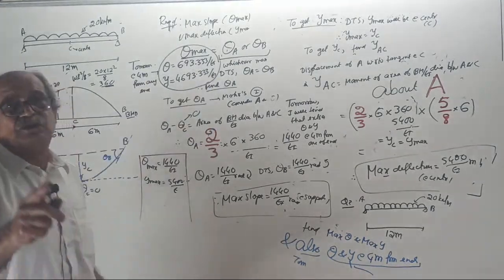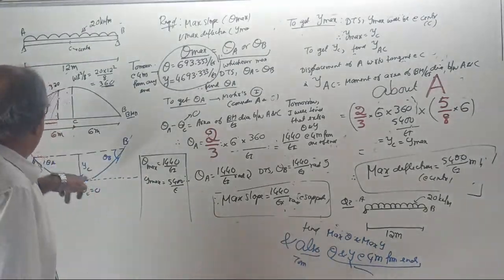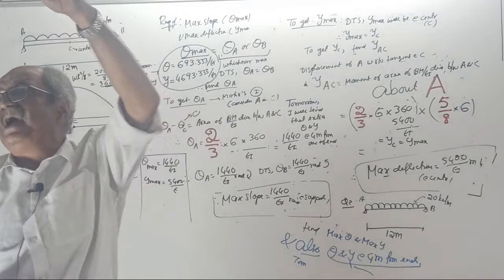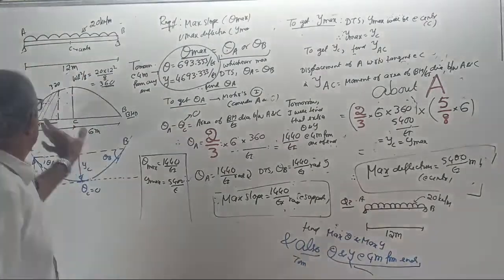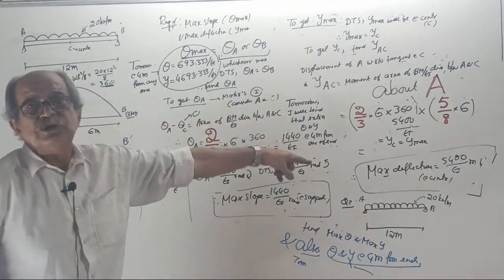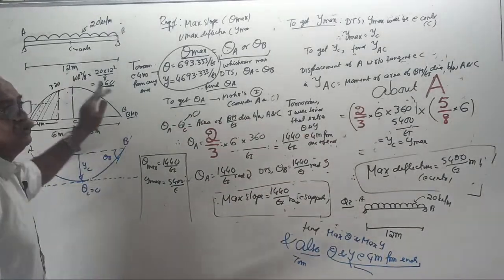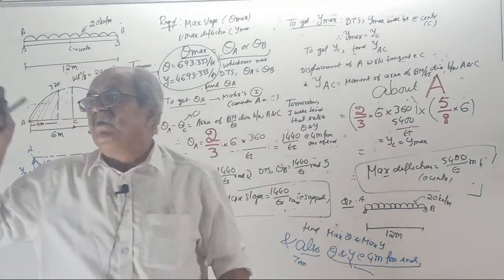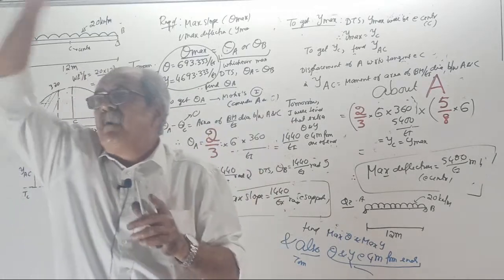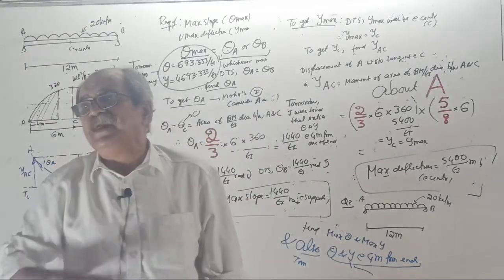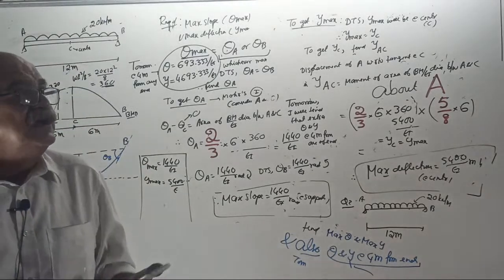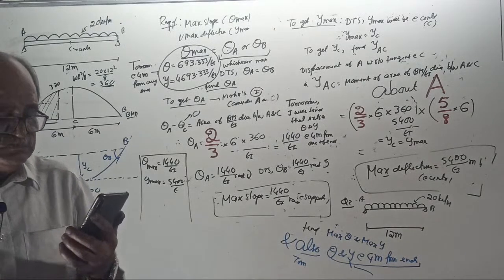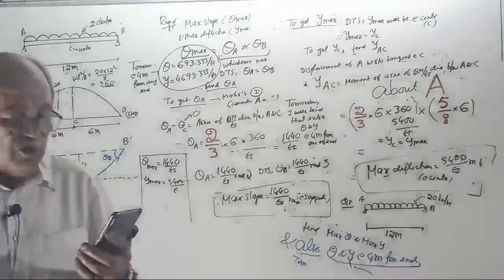So, at least those who are serious, see, this is a mathematical blunder. Considering the parabola from the support up to any other point, you cannot apply the formula 2/3 or 5 by 8. You can apply 2/3 or 5 by 8 or 3 by 8 only for the parabola, for UDL only, from support up to center. Should not stop in between. Clear? Clear concept?